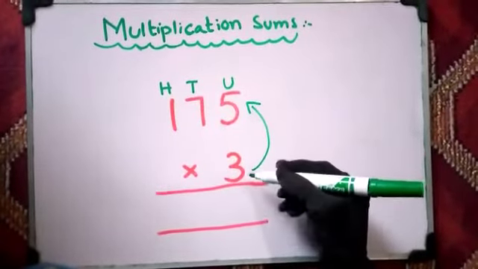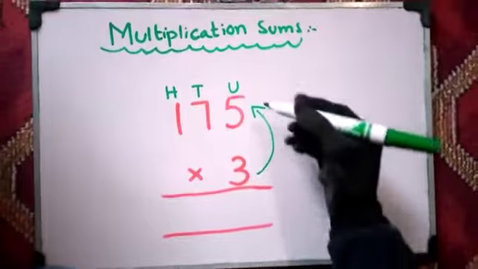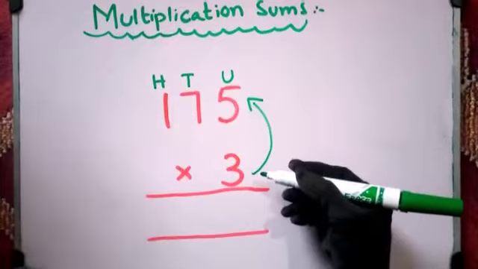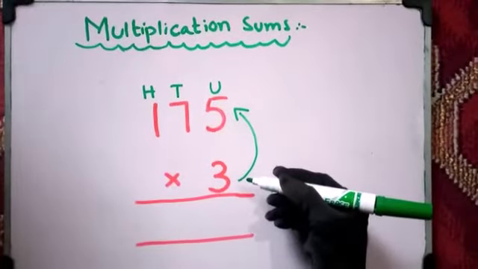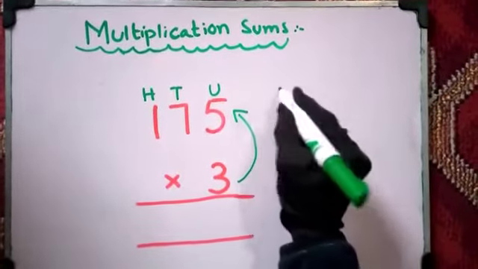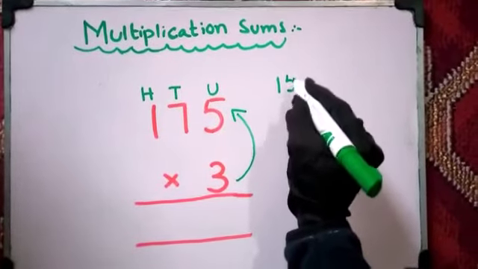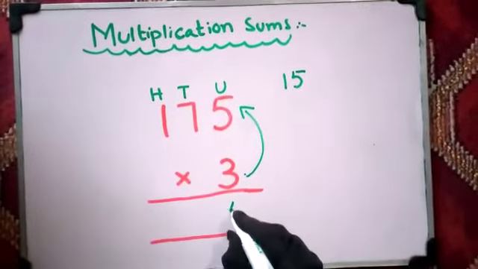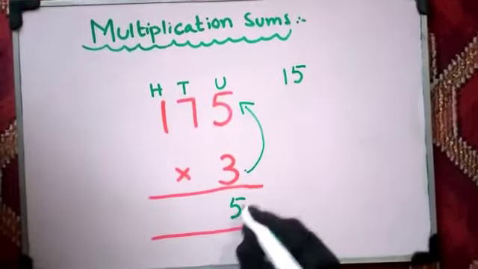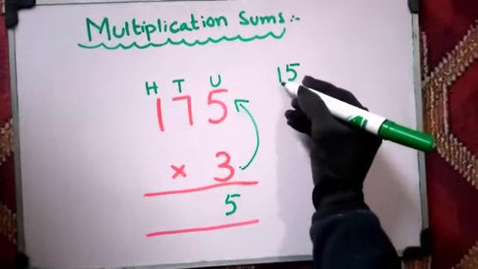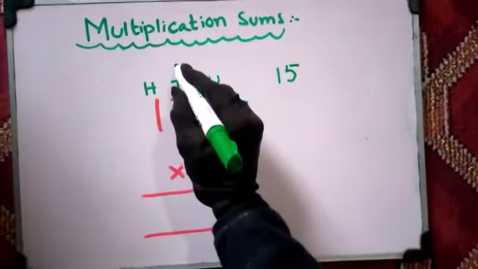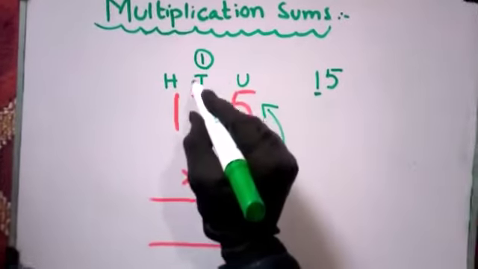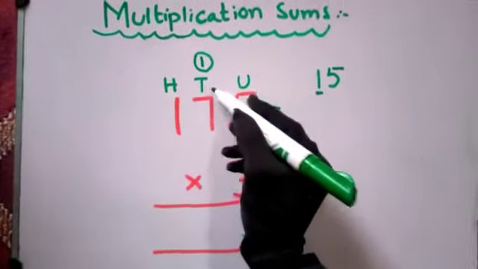First of all, we read table of 3 up to 5. 3 ones are 3, 3 twos are 6, 3 threes are 9, 3 fours are 12, 3 fives are 15. 3 fives are 15. So we write 5 in unit column and 1 is carried to the next column, which is tens column.